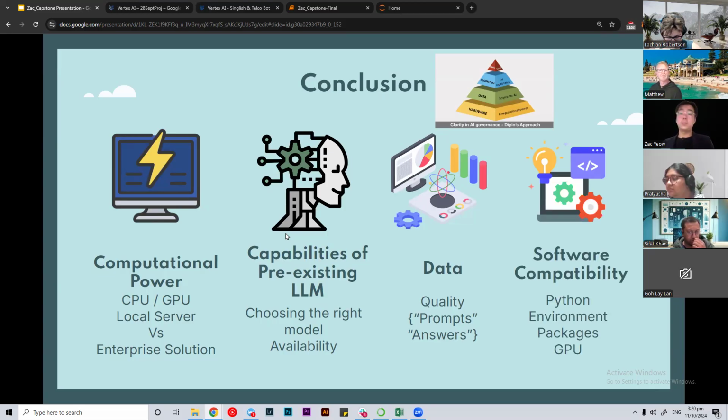Right, software compatibility wise, I had some issues with my Tensor GPU, so I couldn't run on GPU, right, due to Python issues, all this.